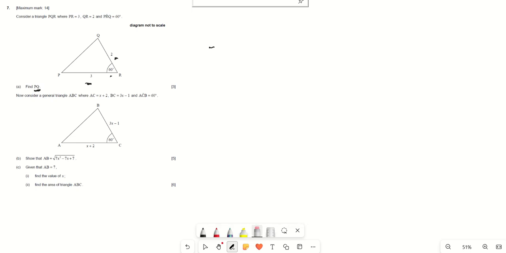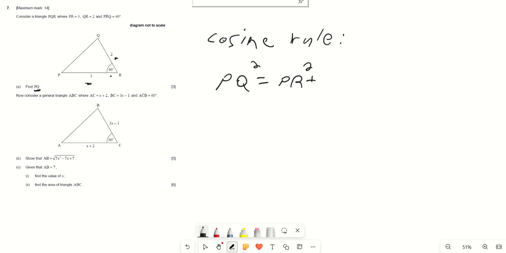So in order to find PQ, I'm going to write the cosine rule. So I look at triangle PQR and I write PQ square equals PR square plus QR square minus 2 times PR times QR times the cosine of the angle QRP.